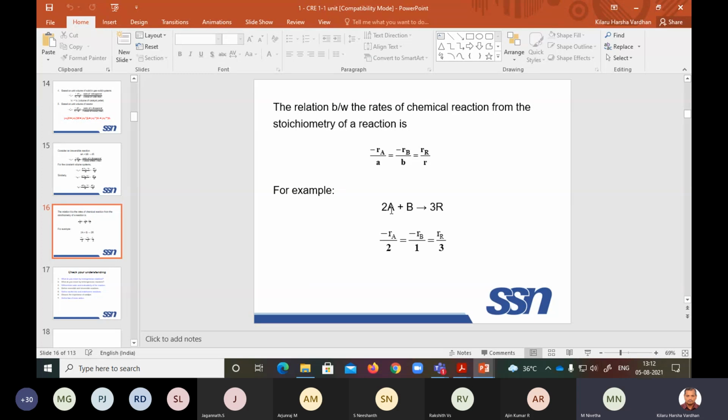Now, if you are comparing A to R, then the rate of disappearance of A is 2/3 the rate of appearance of R. Accordingly, your CA naught XA will not be equal to CB naught or CR naught XR, because it will be according to the fraction for this particular thing.